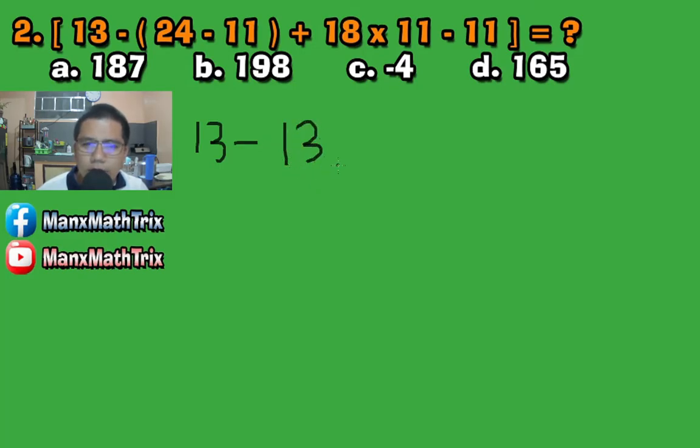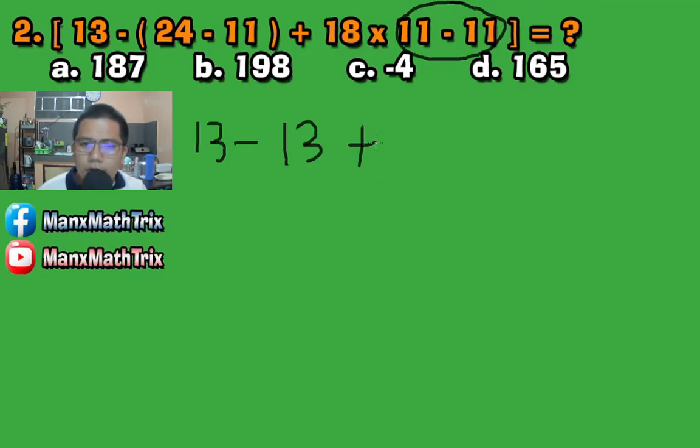And then let's multiply 18 by 11. And just a reminder, be careful kasi minsan we are tempted to do this first, 11 minus 11, which is wrong. Kasi di ba dapat sa PEMDAS rule, multiplication first before ang subtraction. So let's do 18 times 11.